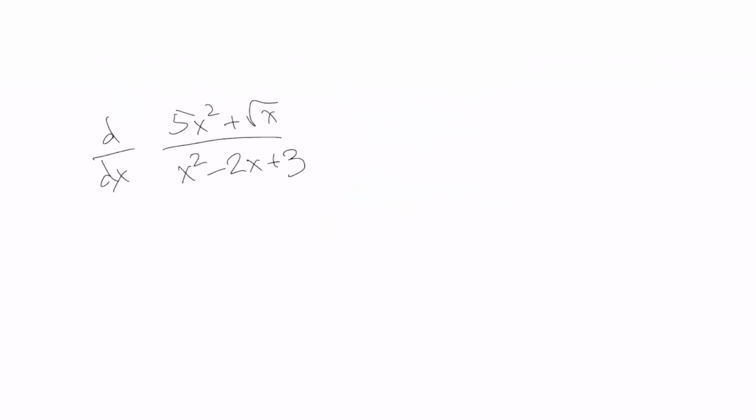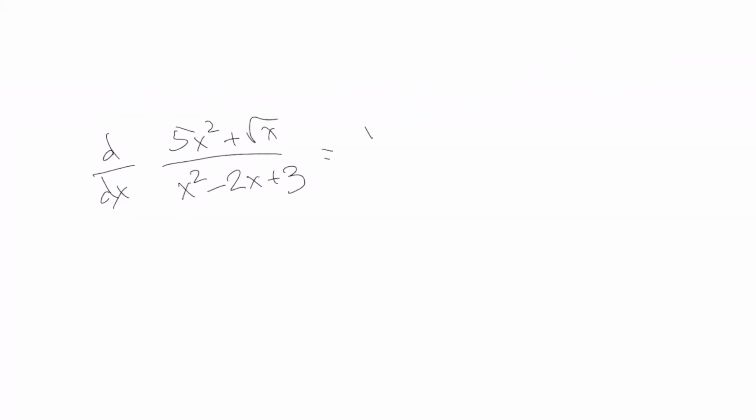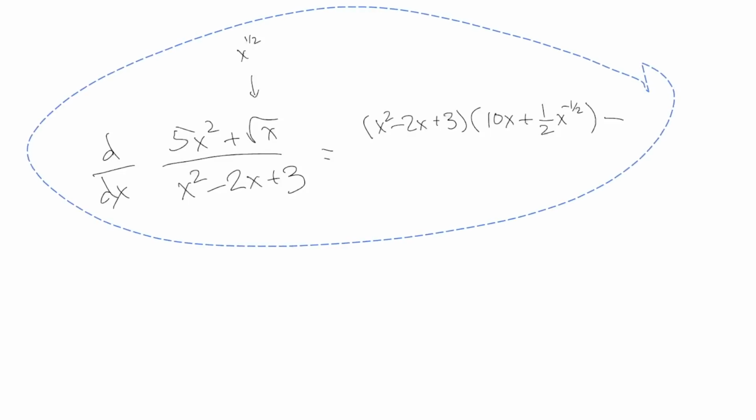This one I do the quotient rule, which is the bottom times the derivative of the top. Now the top has this square root in it. You just have to remember that is really the same as x to the 1/2, right? So when I do the derivative of the top, 5x squared becomes 10x, plus root x, which is the same as x to the 1/2, becomes 1/2 x to the minus 1/2. So that was the bottom times the derivative of the top, and then I go minus, this is the quotient rule, the top times the derivative of the bottom.